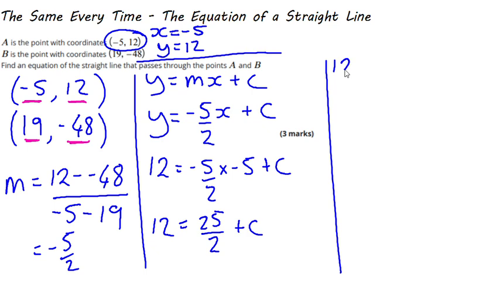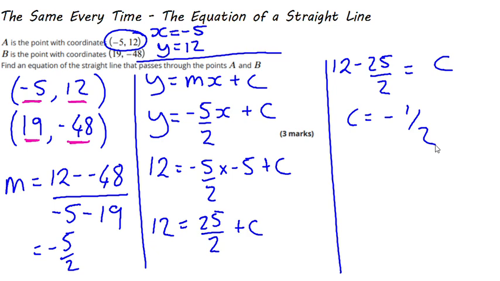Okay, now all I need to do is find the value of c, so I need all my numbers on one side, so 12, my 25 over 2 can go over the other side, becomes a minus 25 over 2 equals c. So let your calculator do the work, 12 minus 25 over 2 gives me c equals -1/2.